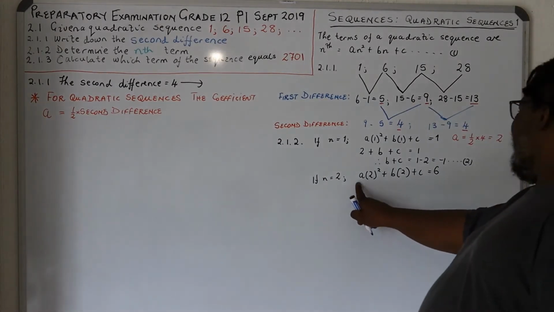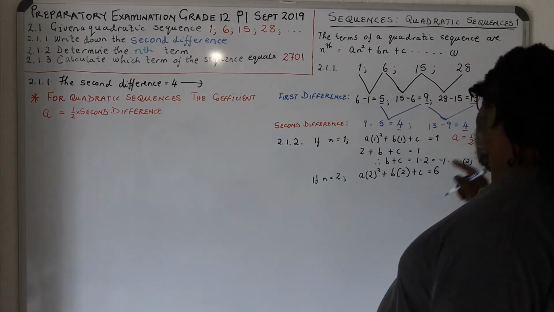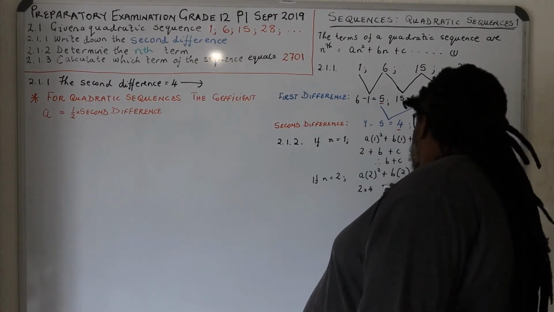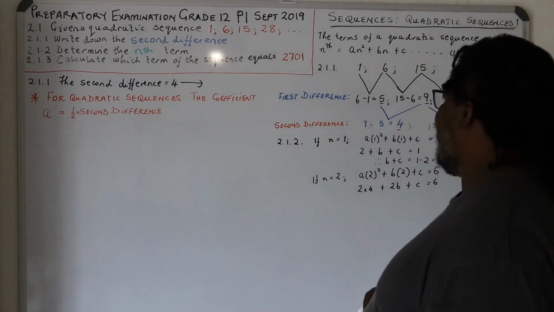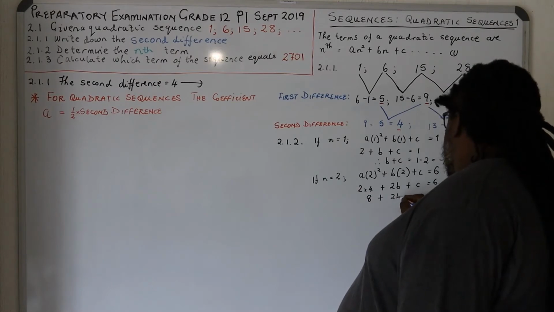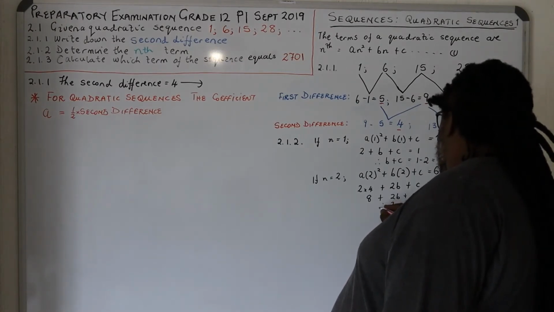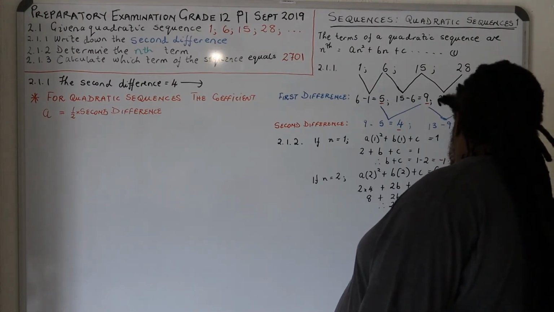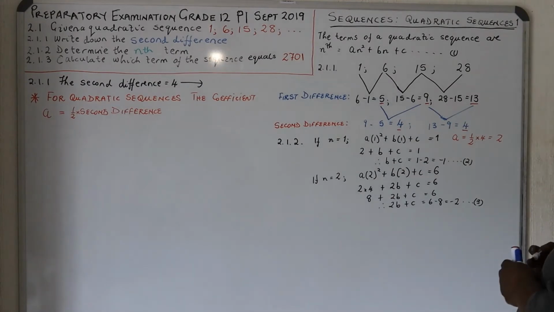So we know that a is equal to 2 and 2 squared is equal to 4, so 4 times 2, so this we can say 2 times 4 plus 2b plus c equals to 6, and this gives us 8 plus 2b plus c equals to 6, and therefore 2b plus c equals to 6 minus 8, which is equal to minus 2, and that gives us our third equation.